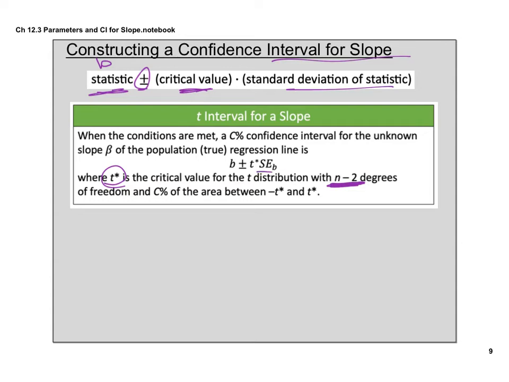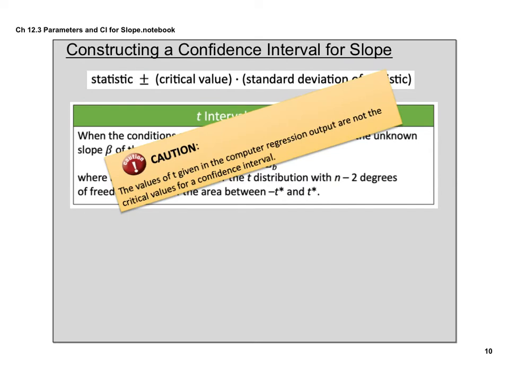Then that standard error comes from that standard error equation that we saw. So again, these are all equations that you'll have in your formula packet for the AP exam. It's just you being able to pick out which equation you're using. All right, so here's just a caution for you. The values of t given in the computer regression output are not the critical values for the confidence interval. So you saw a t value in that computer output. That's not your t star value. That's a different t value.